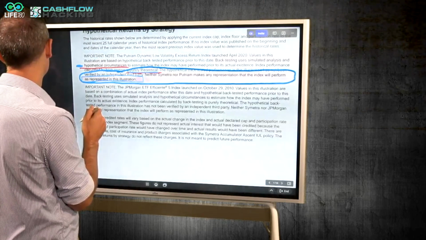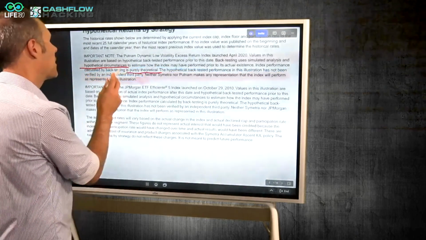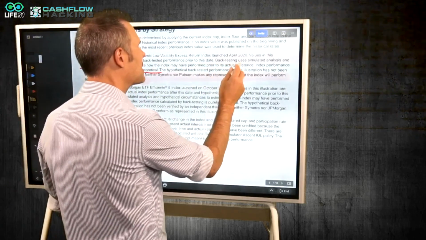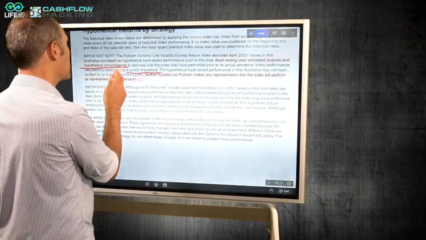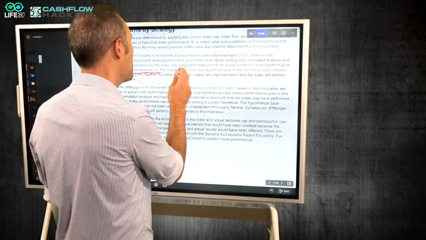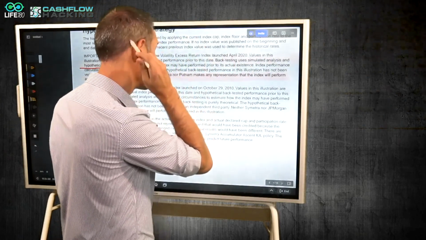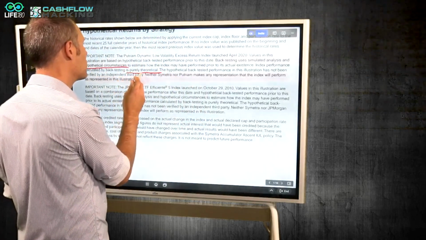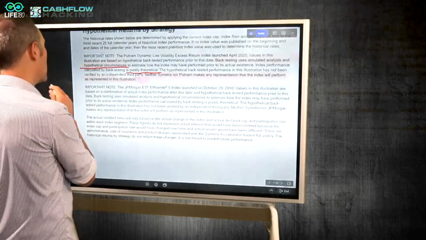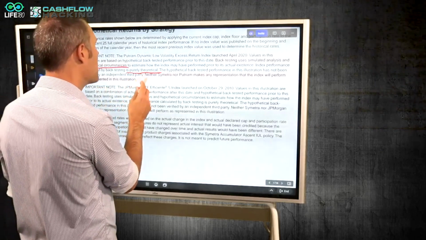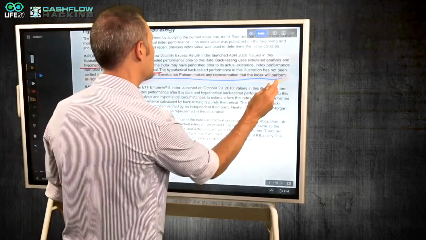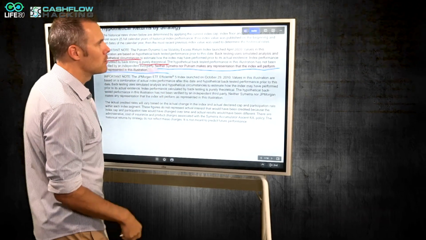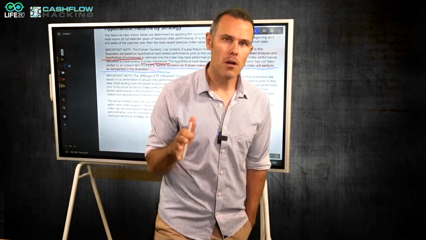I'm going to delete these here. So hypothetical circumstances to estimate. Backtesting uses simulated analysis and hypothetical circumstances to estimate how the index may have performed prior to its actual existence. Index performance calculated by backtesting is purely theoretical. So it just goes into what we talked about before. Neither Symetra nor Putnam makes any representation that the index will perform as represented in this illustration. Okay, so those are the components.